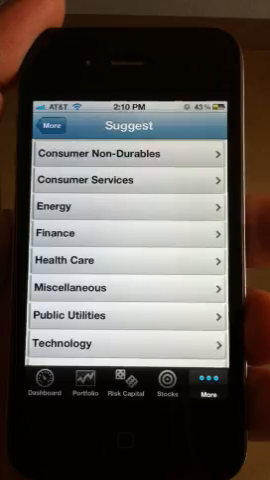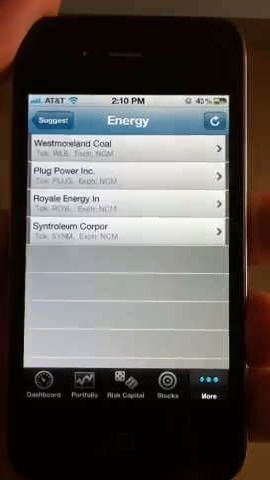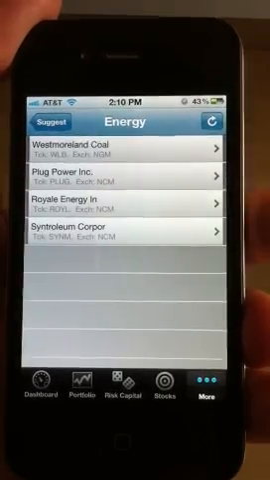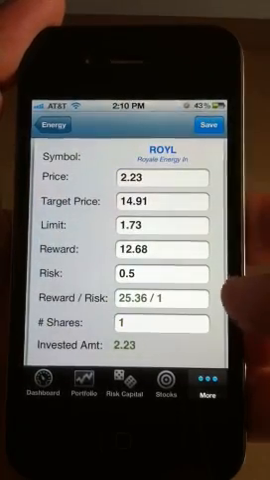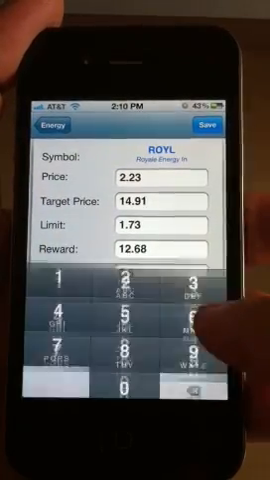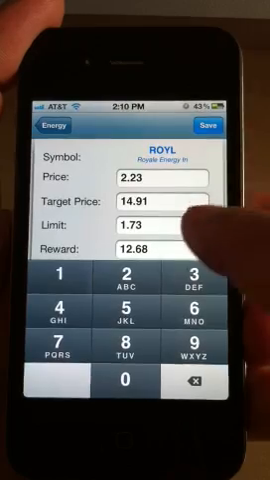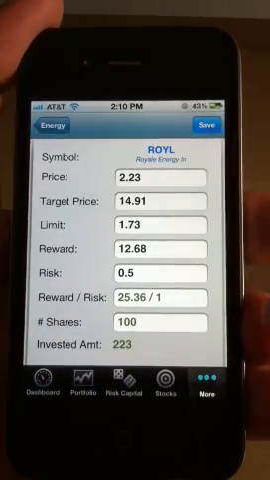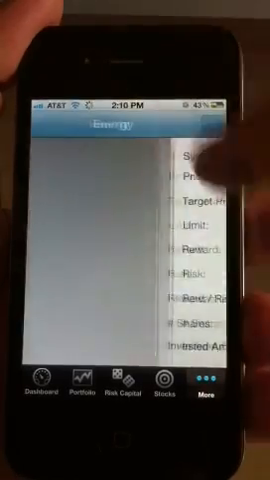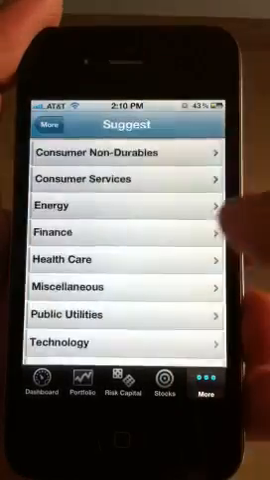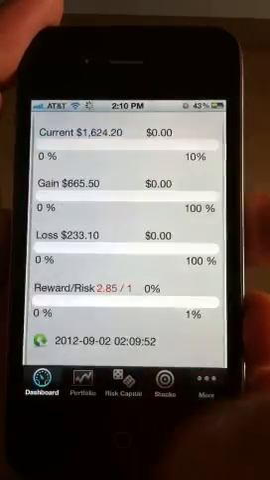Again, Suggest can help us. Let's see if we can find something in energy. Yes, we found 4 stocks that actually have reward to risk of 25 to 1. The Suggest feature is very powerful. Again, these are values based on analyst projections, so you should consult with your financial advisor before you make any purchases.